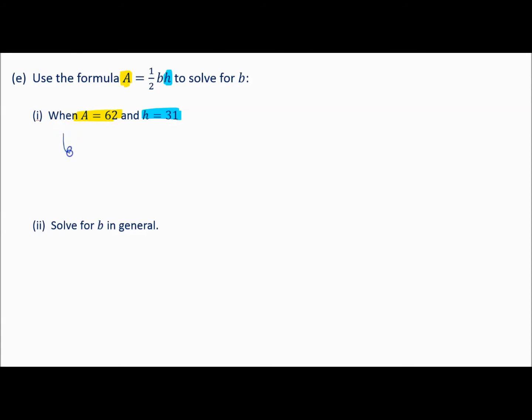So I have 62 is equal to 1/2 B times 31. Now what I want to do is use my commutative property of multiplication and go ahead and multiply 1/2 times 31. You know that 31 is over 1. So I have 62 is equal to 1/2 times 31, which is 31 over 2, times B. Now I'm trying to solve for this B, so I want to leave the B alone.